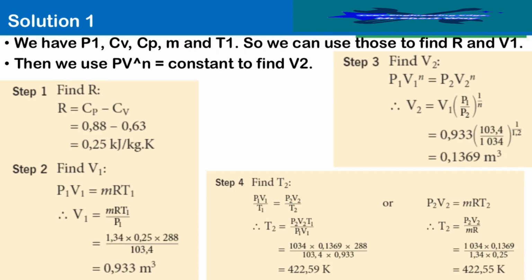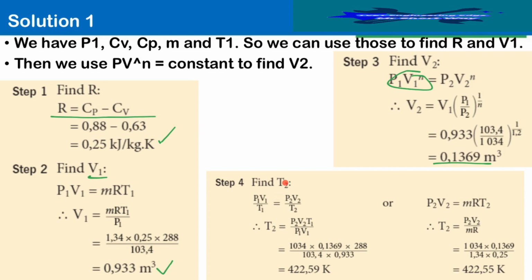All right. So first solution, like I said, calculating the R value. This one was simple and straightforward. And then you move on to find V1. You can use P1 V1 is equal to MRT1. Calculate V1. It's 0.933 meters cubed. From there on, you move on to find V2 using that given relationship, and you find the V2 value of 0.1369, which is in line with our expectations given the compression ratio.